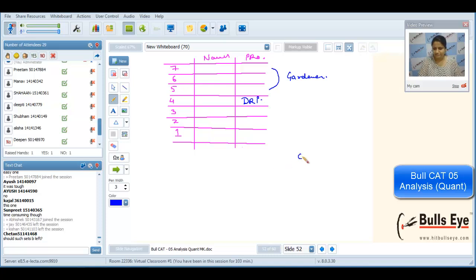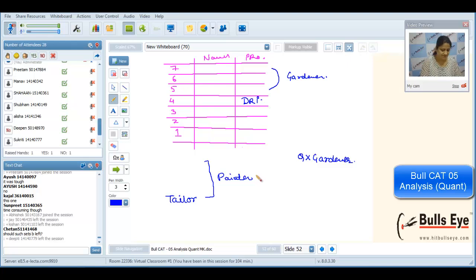Q is not the gardener. I'm making small hints for every direction. The tailor does not live on a floor above the floor on which the painter lives. It means tailor lives on any floor which is below the painter's floor. Painter should live above the tailor.